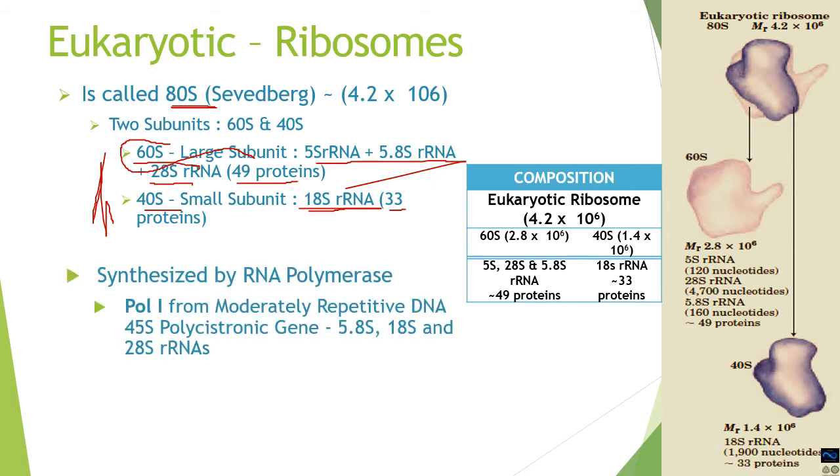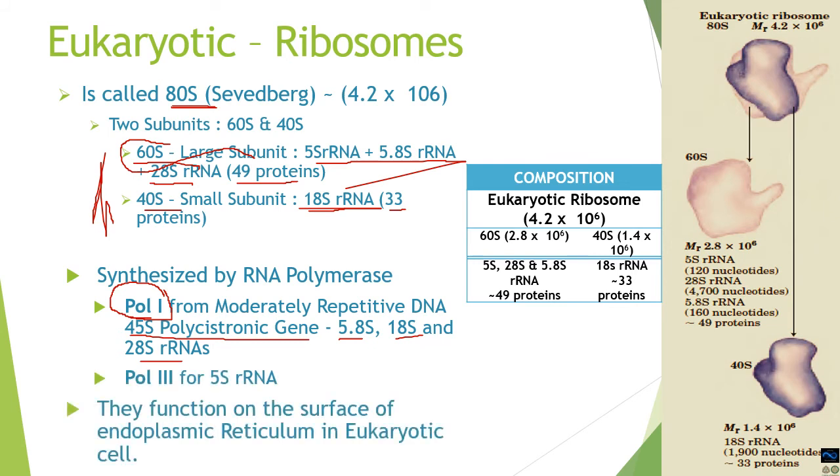Also, since we know that DNA synthesizes RNA via RNA polymerases, here polymerase 1 is responsible for the synthesis of 5.8S, 18S, and 28S rRNA from the polycistronic 45S gene, a moderately repetitive type of DNA, which I have covered in COT analysis in the molecular biology classes. You can see how it gets synthesized from the 45S polycistronic gene. The polymerase specific for the synthesis of these rRNAs is Pol 1. However, the fourth type, 5S rRNA, is synthesized from the DNA by Pol 3.